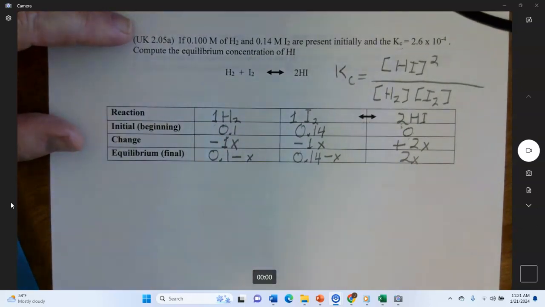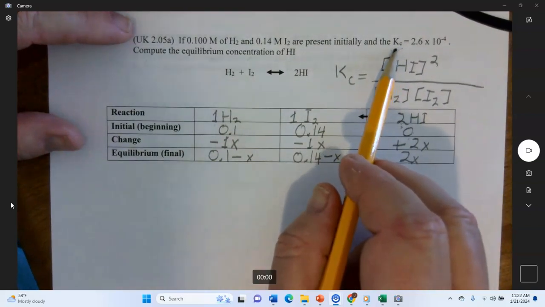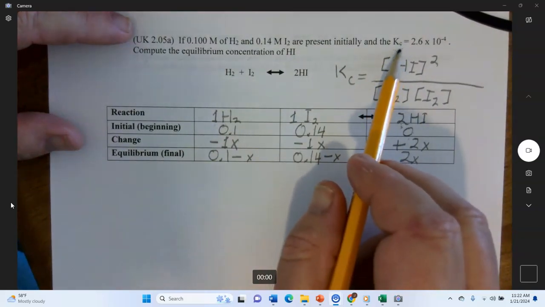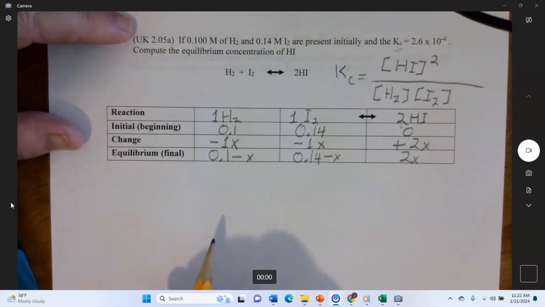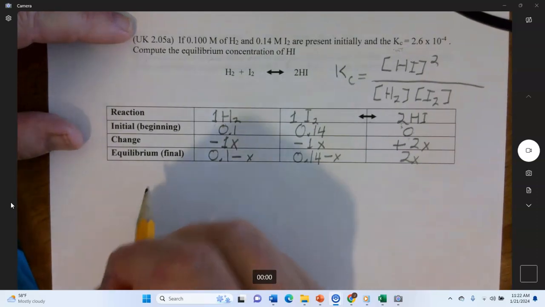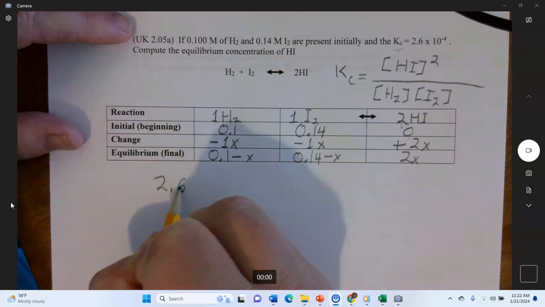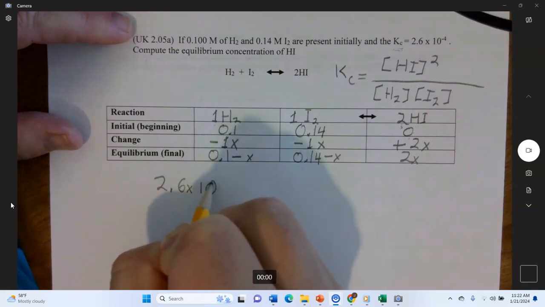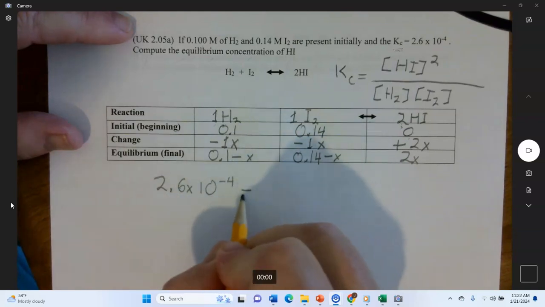Now they do give us a Kc. We couldn't do the problem if they didn't. We're not figuring out Kc. We're using it to figure out what these concentrations are, specifically HI, which is what it asked for. So let's plug that in. You notice this is a fairly small equilibrium constant, 10 to the minus 4.